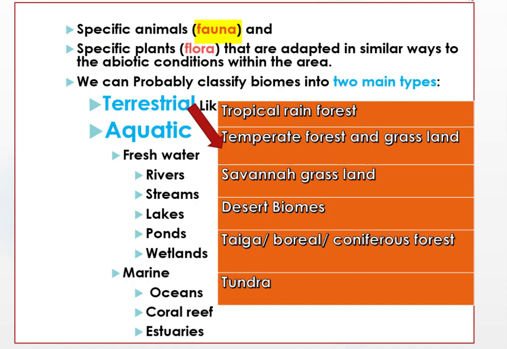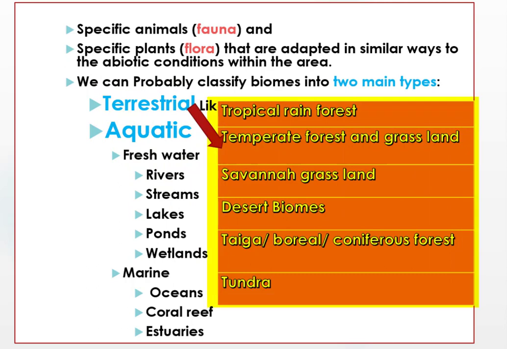Fauna means a group of animals that have the same adaptational characteristics. Flora means a group of plants that are adapted in similar ways to abiotic conditions within the area. We can classify biomes as terrestrial biomes and aquatic biomes.